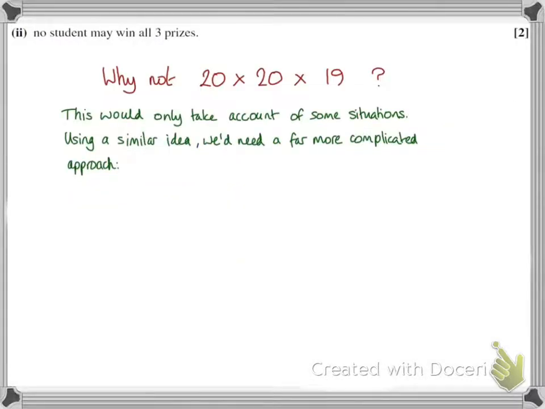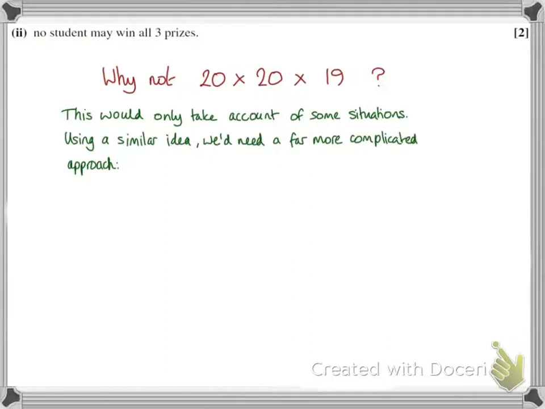One of the most common wrong answers was to use 20 multiplied by 20 multiplied by 19. You might think that this would be sensible because there are 20 students who could win the first prize, 20 students who could win the second prize, and then you're only allowed to win at most 2 prizes, so that leaves us with 19 students who could win the third prize.